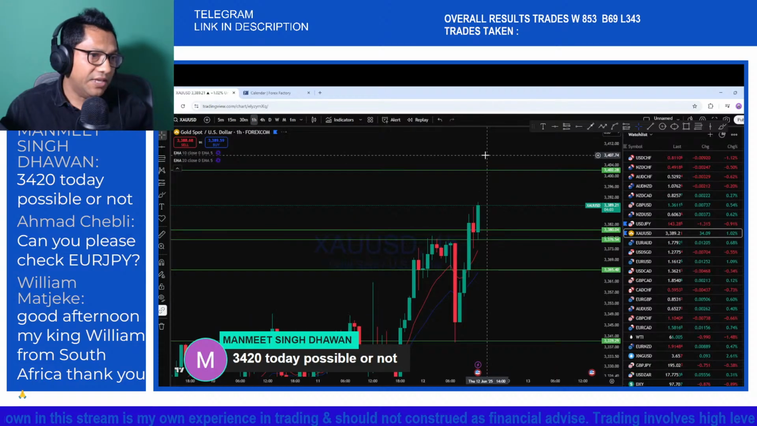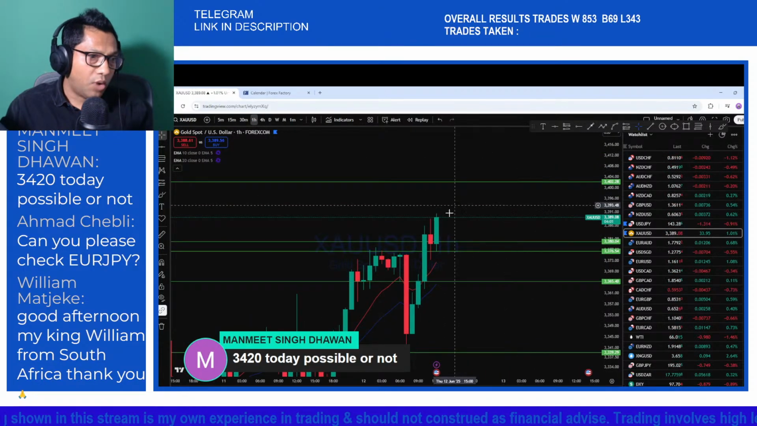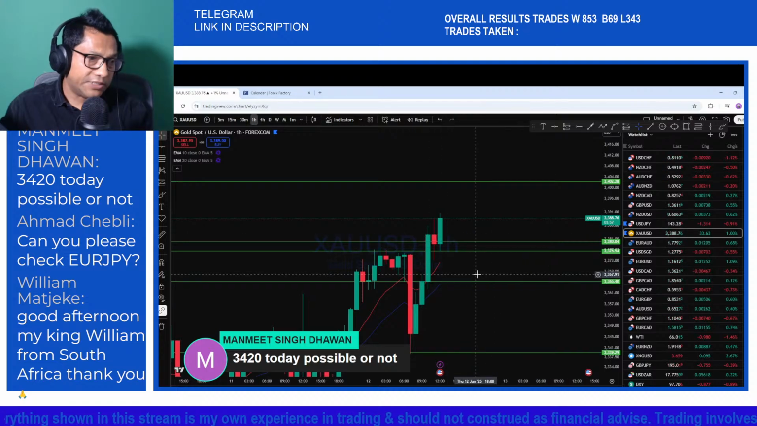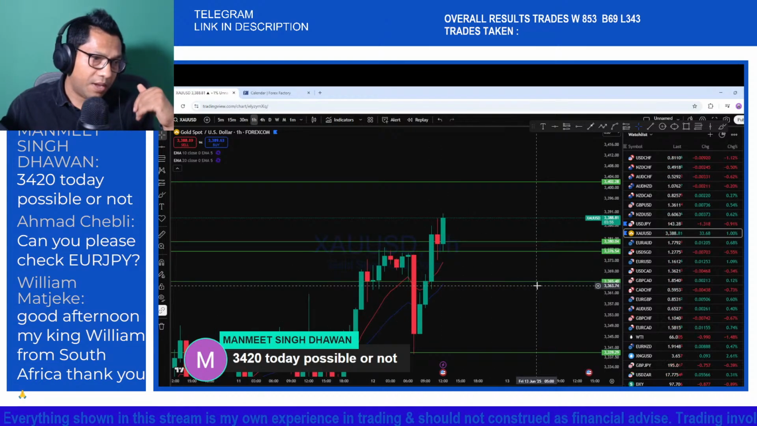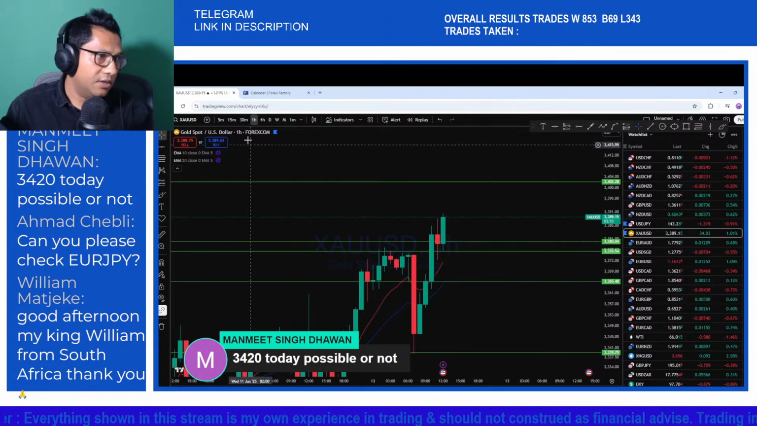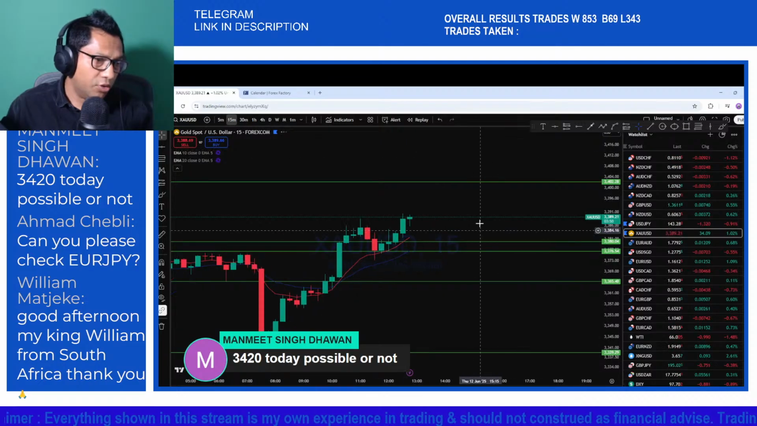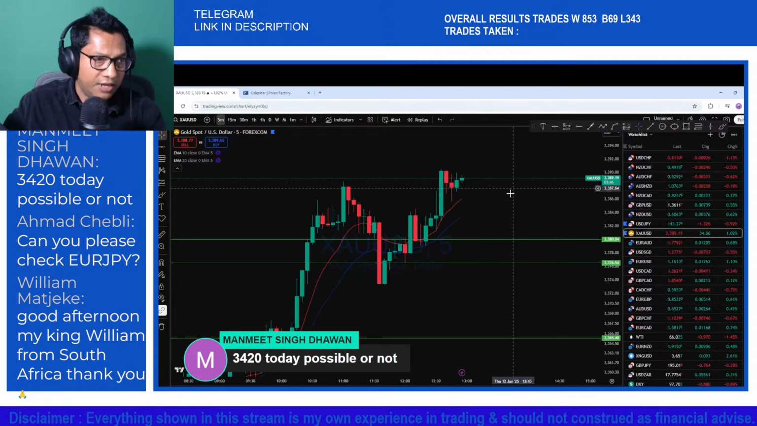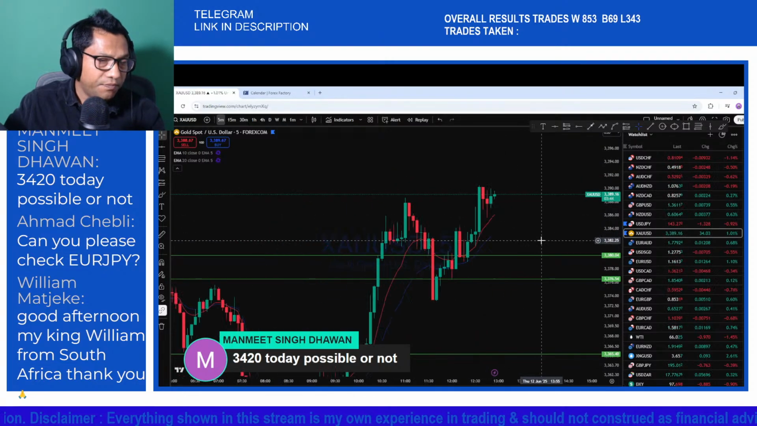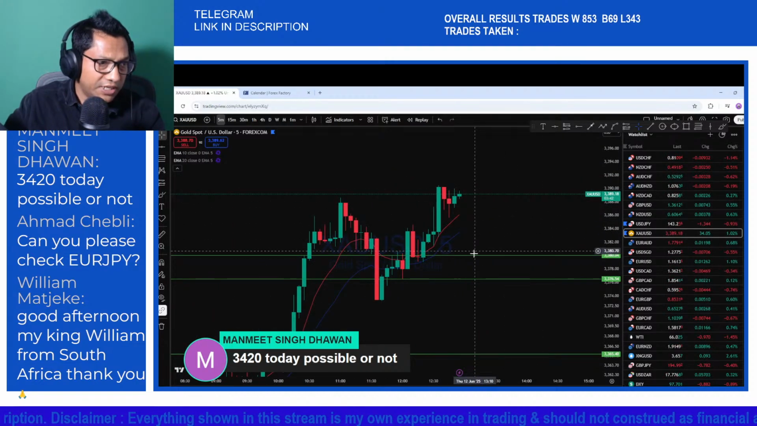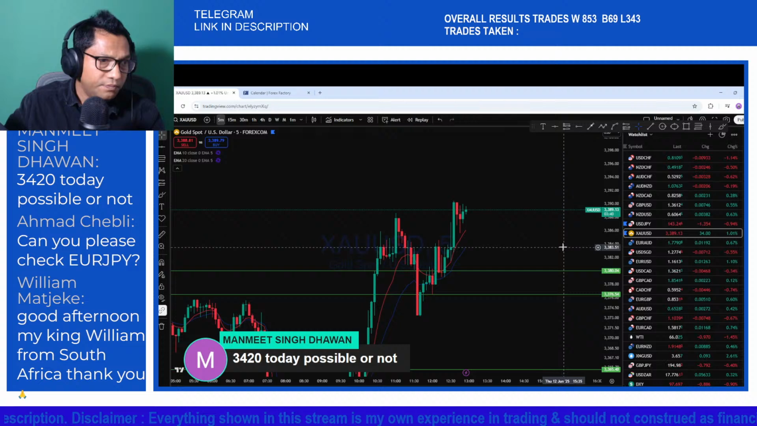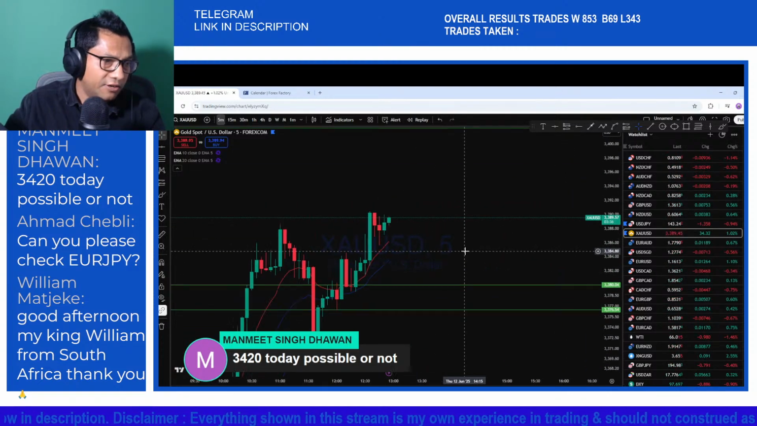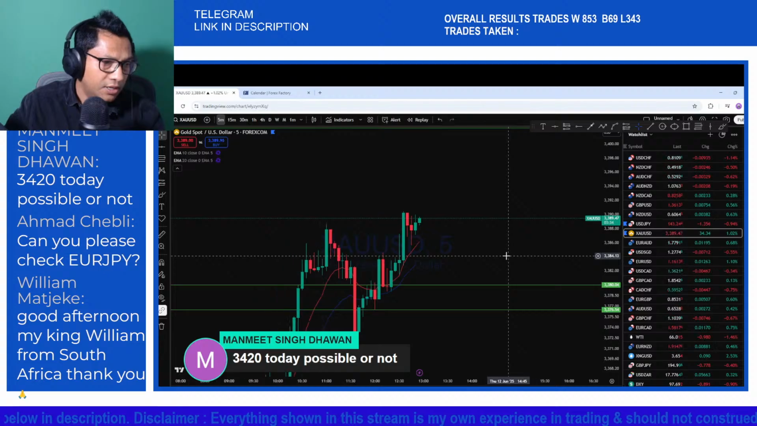So after this 1 hour candle closes, I'm expecting a pullback again, deeply to any of these support levels. This is where the support level is, and from this support level we will be entering into the trade.